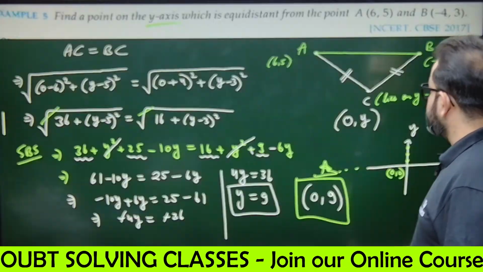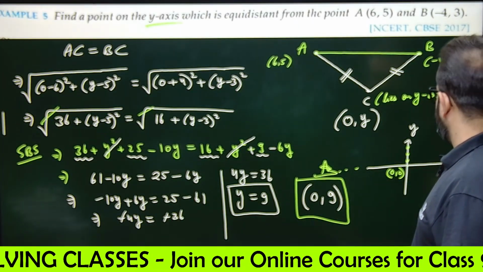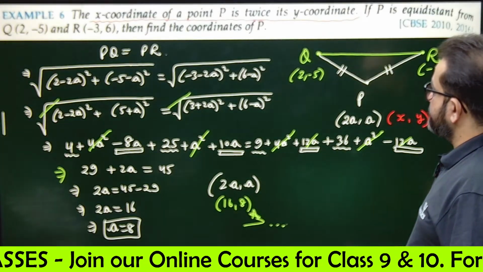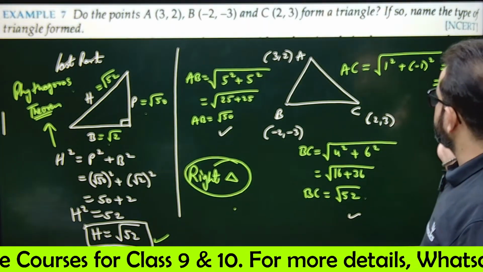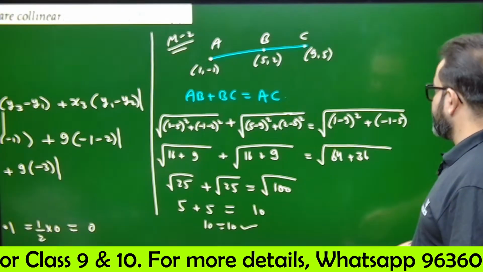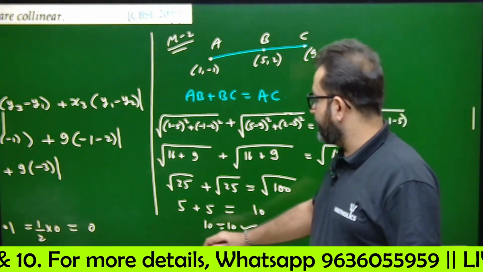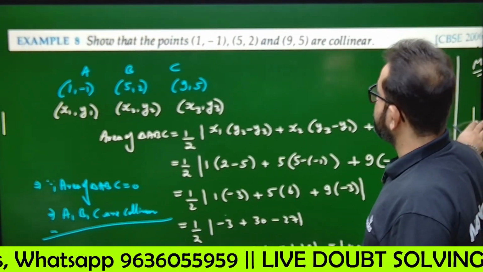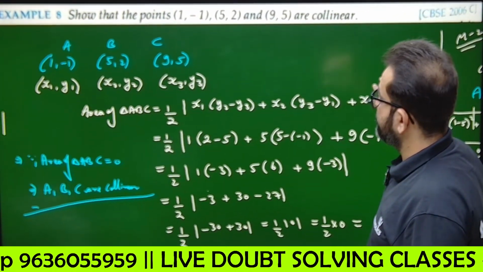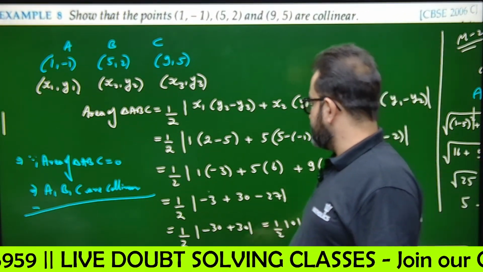Can you tell me which question we did last? I think this question, the x coordinate is twice of this, to the points, name the type of triangle formed. This we have done. The next question is: prove that these points are collinear.